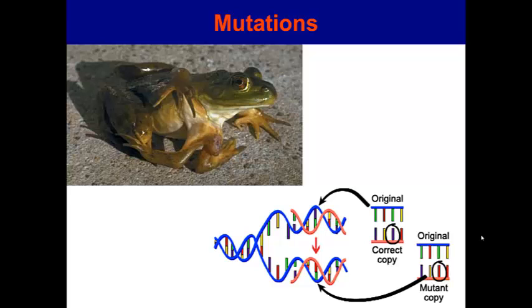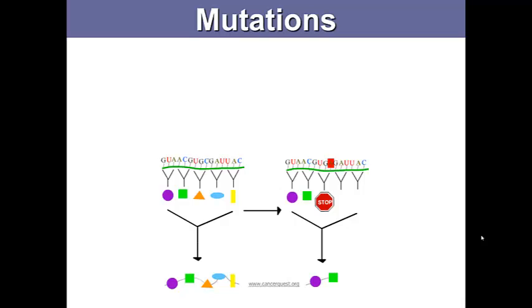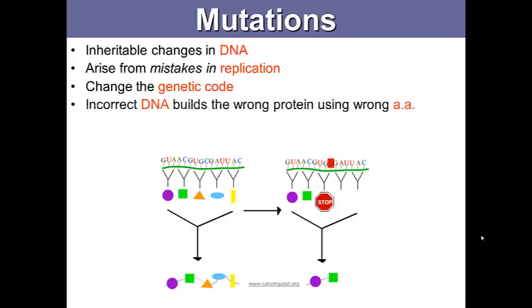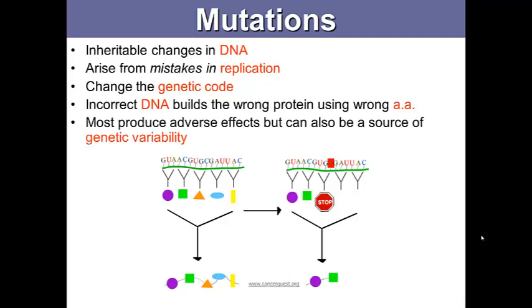Mutations occur when there are changes in DNA. Mutations are defined as heritable changes in DNA, and they arise from mistakes in DNA replication. They change the genetic code of the organism. Incorrect DNA builds the wrong protein using the wrong amino acid. AA stands for amino acid. Most produce adverse effects, but can also be a source of genetic variability.